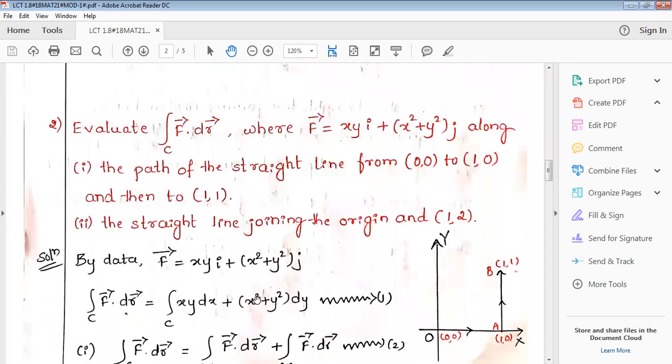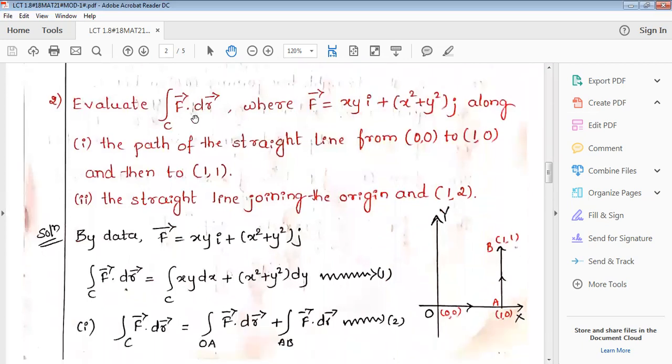Similarly, next one: evaluate the integral over C of F dot dr, where vector F is xy i plus (x² plus y²) j, along first, the path of the straight line from (0, 0) to (1, 0) and then to (1, 1). Second, the straight line joining the origin and (1, 2). So let's read it again.